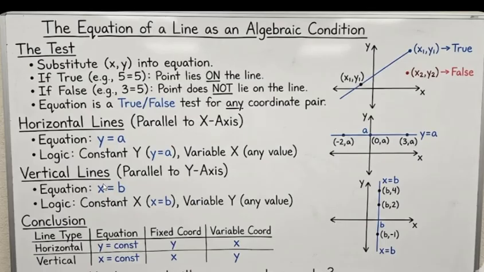Therefore the equation x = b is a vertical line, and y = constant is horizontal. In the horizontal case, y is a constant value, y is fixed and x is a variable coordinate. In the vertical case, x is constant: in the equation x = constant, the x coordinate is fixed and y is the variable. This is how we can understand the equation of the line.